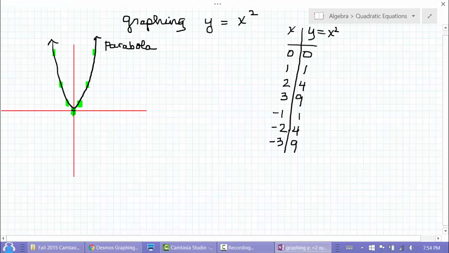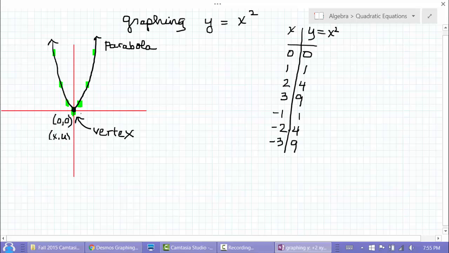One important vocab word is vertex. The vertex is the turning point of the U-shaped graph. In this case, my vertex has ordered pair (0, 0). Remember, the ordered pair notation uses parentheses and a comma and has the format (x, y).